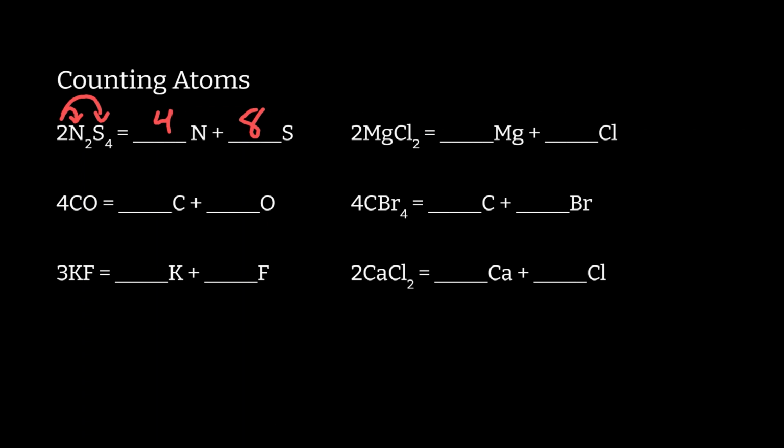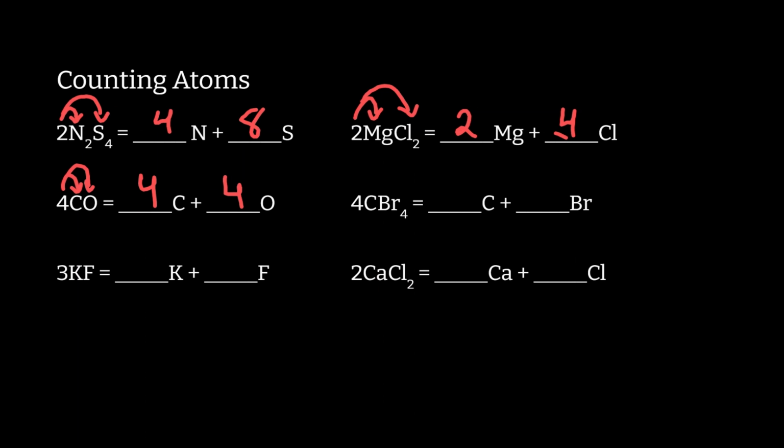Taking a look at our next one, we have our 2MgCl2. Now remember, if I do not have a subscript, I assume that I have 1. This 2 is going to multiply the magnesium to end up with 2 Mg. This 2 will also multiply the chlorine that I have originally 2 of for a grand total of 4. Looking at our next one, we have 4CO. We have 1 carbon, 1 oxygen. This 4 is going to multiply out for 4 carbon atoms and multiply the oxygen as well for 4 oxygen atoms.